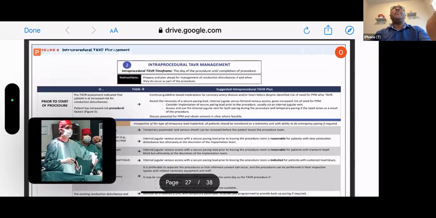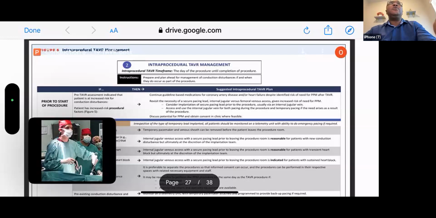Then intra-procedural, like I said, continue the guideline-directed medical therapy if they need it for any reason, either for ischemic heart disease or left ventricular dysfunction. Of all our patients these days, we put a temporary transvenous pacemaker. You also need to discuss potential permanent pacemaker placement and obtain consent before the procedure, because the patient is going to be sedated.